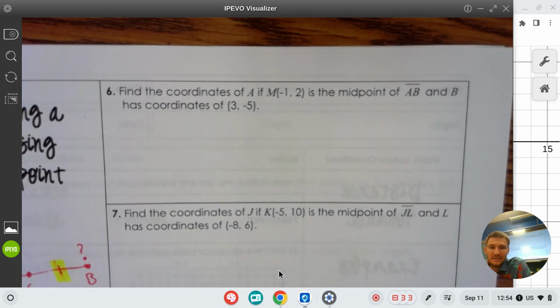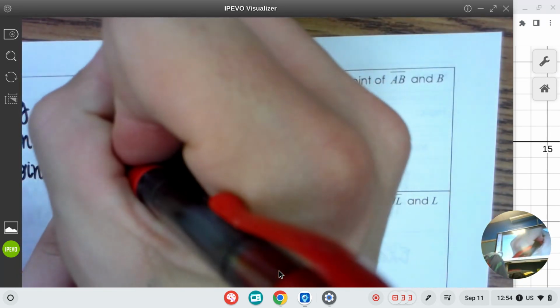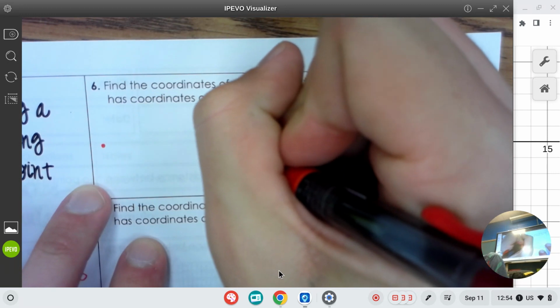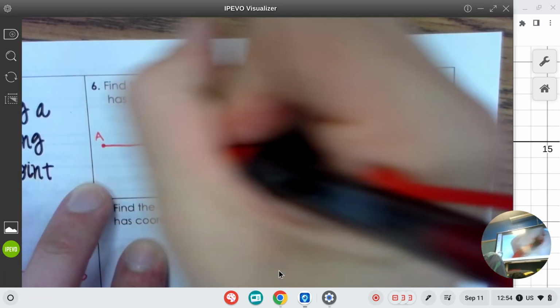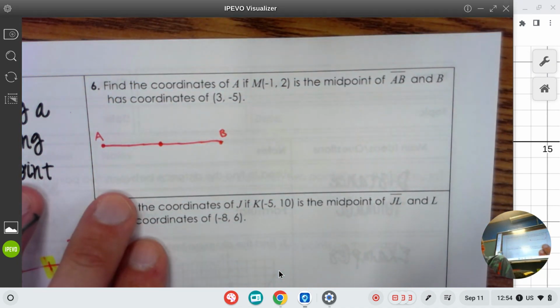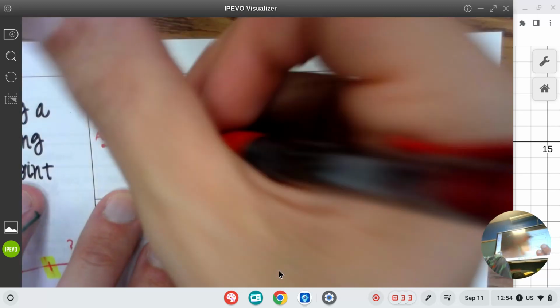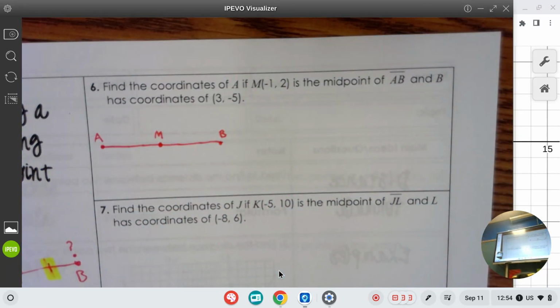Let's figure that out, and let's make a little drawing for number 6. Find the coordinates of A if M is the midpoint of line segment AB and B has the coordinates of that. So a very similar drawing to what we were just talking about. We have line segment AB, and in the middle, we have the midpoint of M. Why do you think they chose M? Because it's the letter for midpoint.